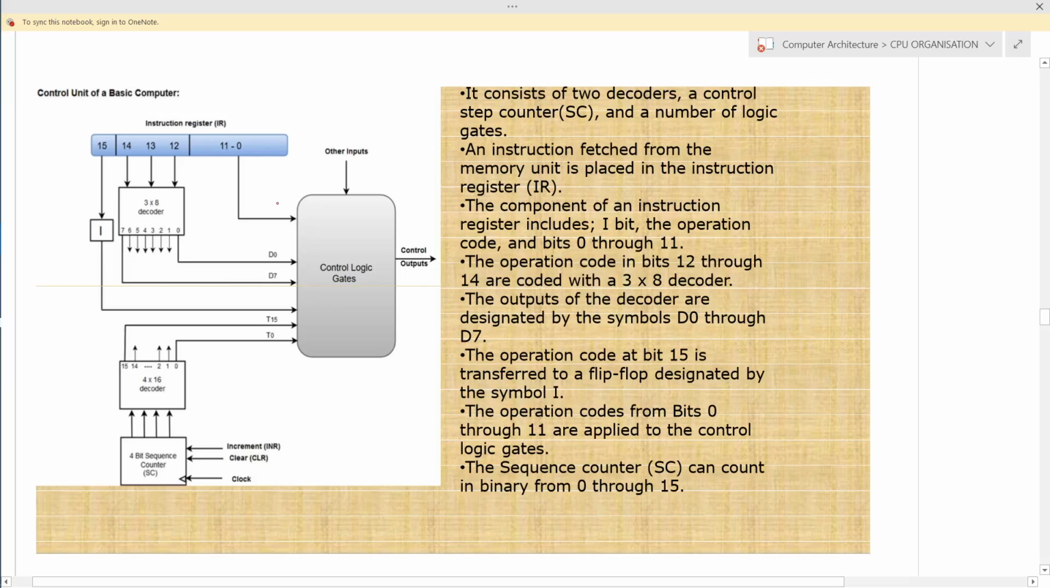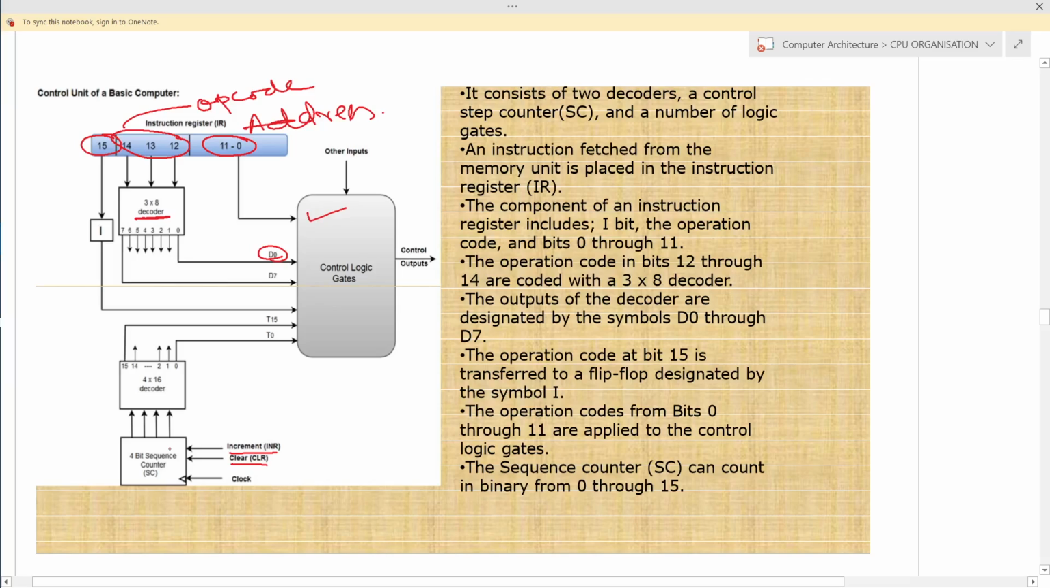And this is the step counter, where a clock is connected, and it has a clear and an increment button. The counter is incremented when a particular instruction requires more clock cycles, and its signals are generated as T0 to T15 here, because the step decoder is 4 into 16. The step counter is 4 bit. That means the maximum number of control steps required for any instruction in this type of CPU is never more than 16. The instruction may take less than that.